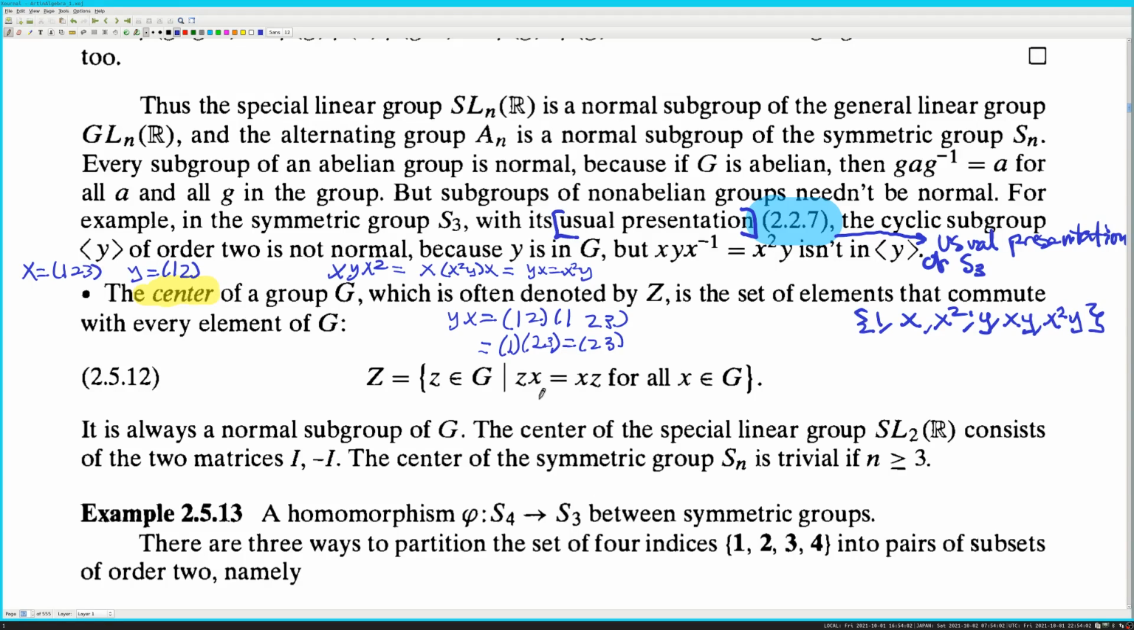The center of the symmetric group Sn is trivial if n is greater than or equal to 3. I don't know how to prove that, but this is an important fact, so I'm going to put it in. Should I put it in glowy green or put it in red? Red's better. Red is better.